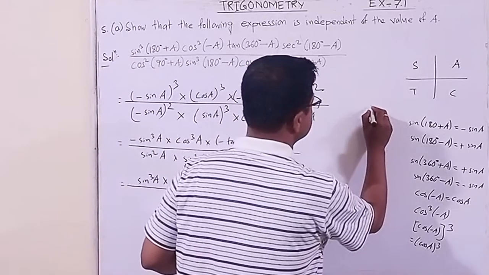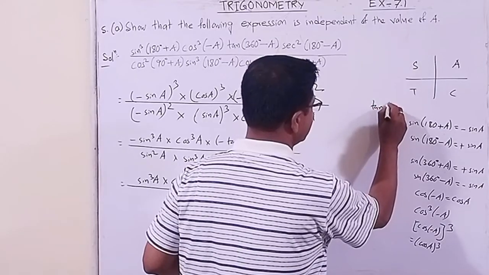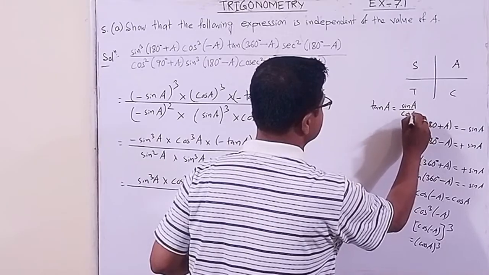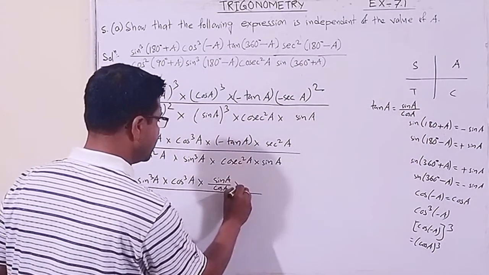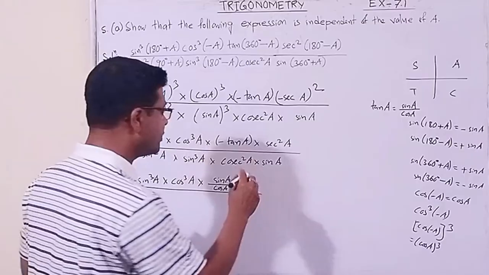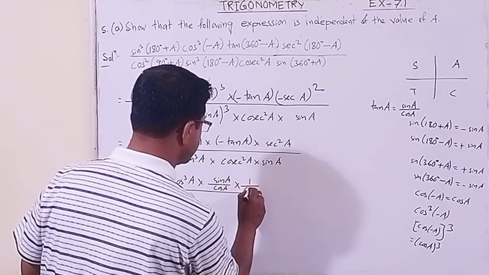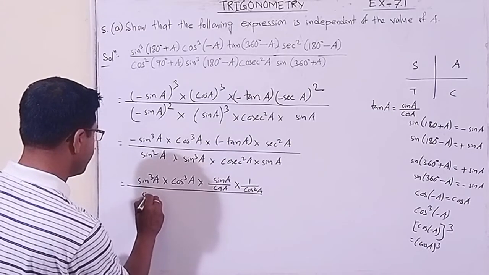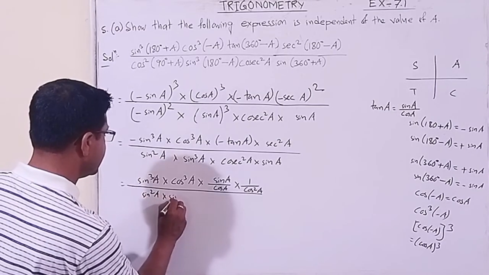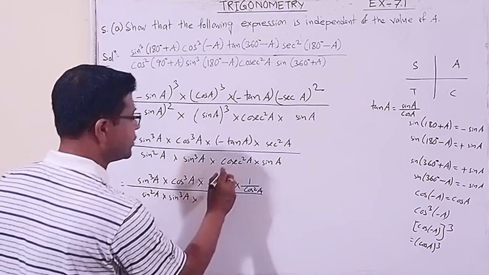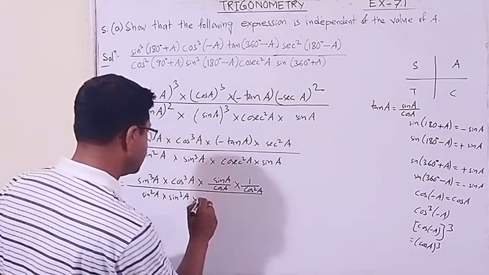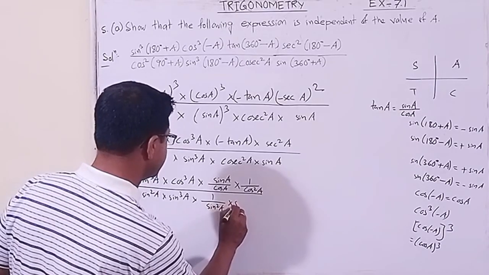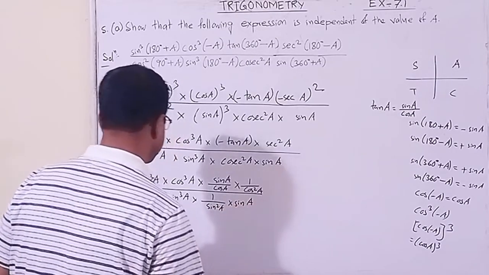Okay, we got this formula, tan of theta or tan a, let us write sine a by cos a. This formula we are applying here. Then sec, what is sec? Sec is the reciprocal of cos, square is there, so we shall write cos square a, sine square a, sine cube a. Cosec means it is the reciprocal of sine, so 1 by sine square a into sine a, correct?